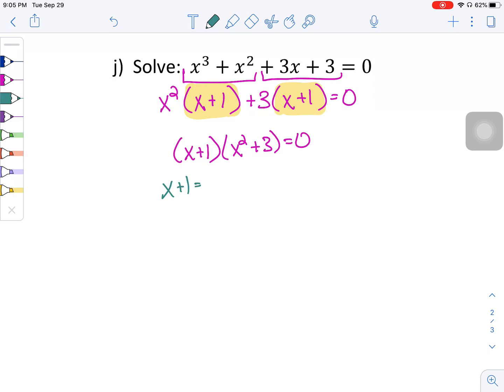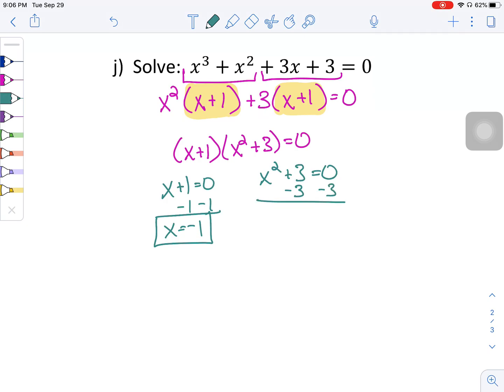Okay, so we're done with our factoring, but now that it's in factored form, we can take each of these 2 factors and set them equal to 0. Now, this one on the left, pretty straightforward, right? x is equal to -1, and awesome. The one on the right, let's go ahead and start breaking this one up. Okay, so x squared is equal to -3.